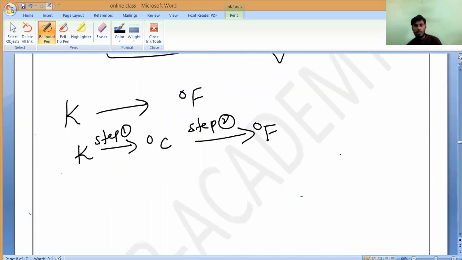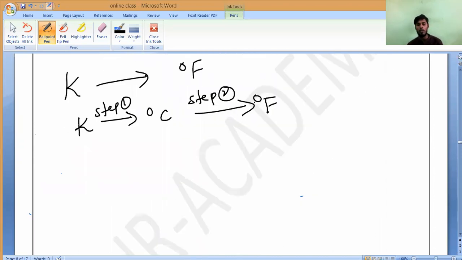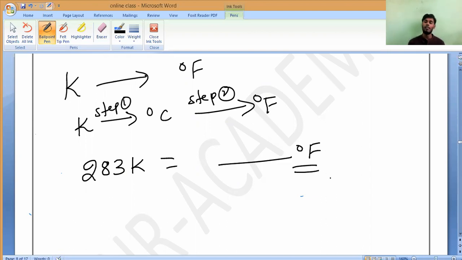Do it. Now I think the meeting is going to end. Now I will give some unit conversion. Let me see who will do it fastly. Let us discuss: 283 Kelvin is equal to dash degree Fahrenheit. Do it.